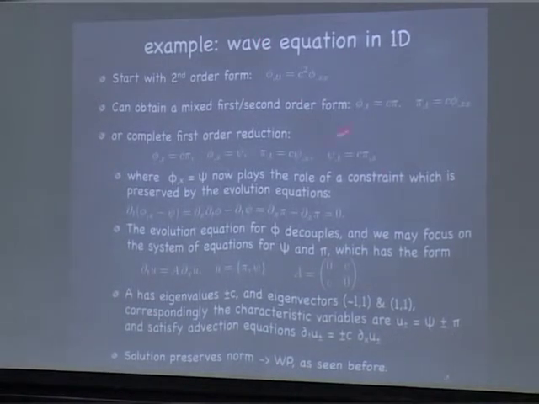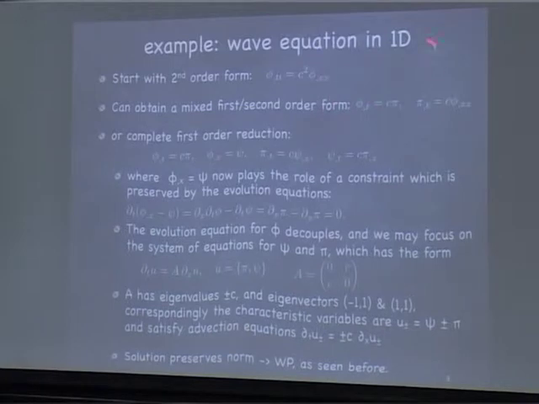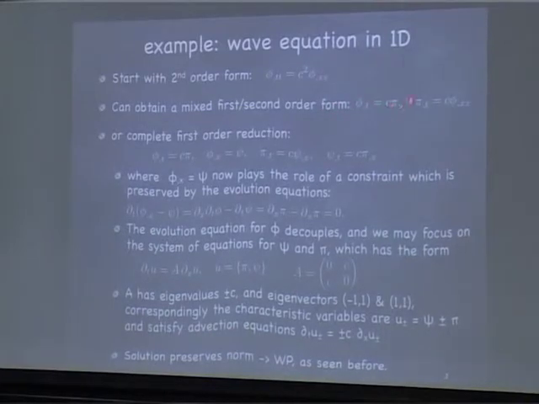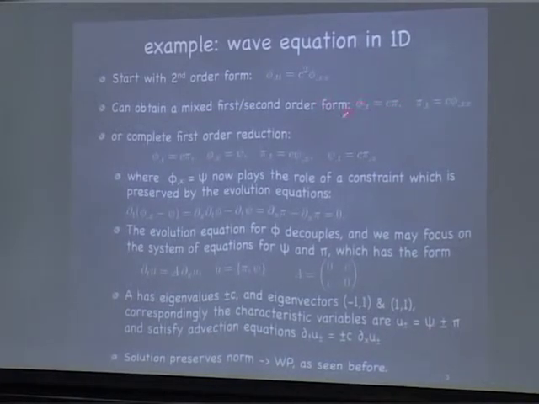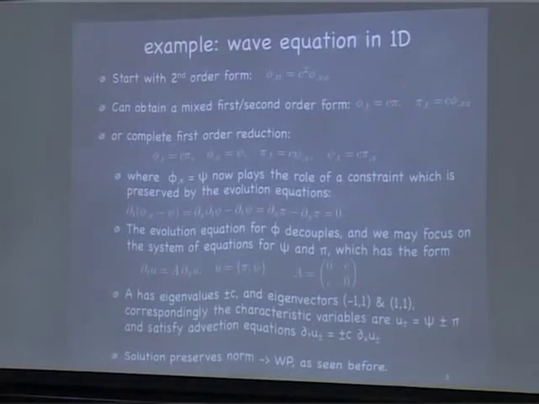So one thing that we could do is obtain a so-called mixed first and second order form. We introduce a new variable, pi, and we define it by phi comma t is pi. Actually, it's convenient to multiply that with c. Okay? And then from this definition and the wave equation, we can compute pi dot, pi comma t, is c phi comma xx. Okay? Why would we do this?